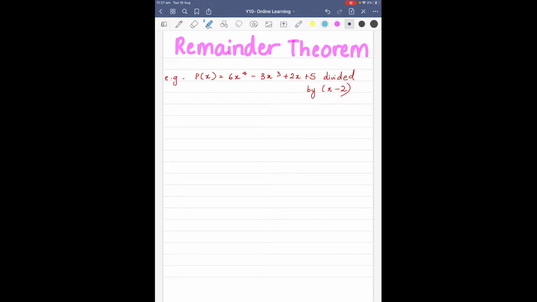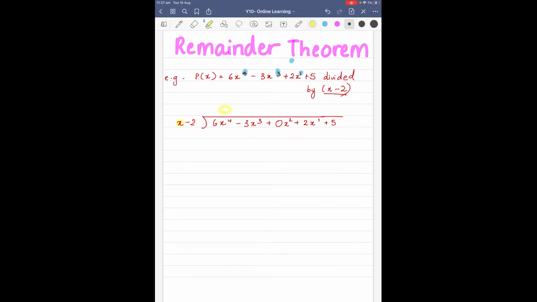First of all, we check our powers. 4, 3. We're missing a power of 2. We have a power of 1. So that means we need to rewrite our P(x). When we're dividing, we have 6x to the power of 4 minus 3x cubed. We're missing our x squared, so we're going to add 0x squared, then 2x to the power of 1 and 5 with no power at all. We're going to divide it by x minus 2. So let's get cracking. You guys know what to do.